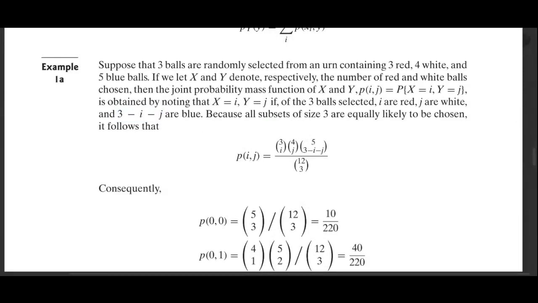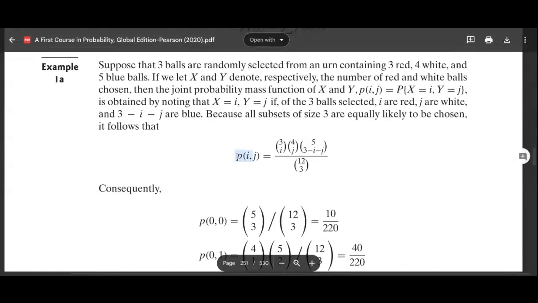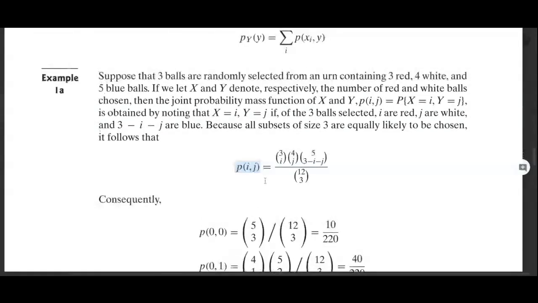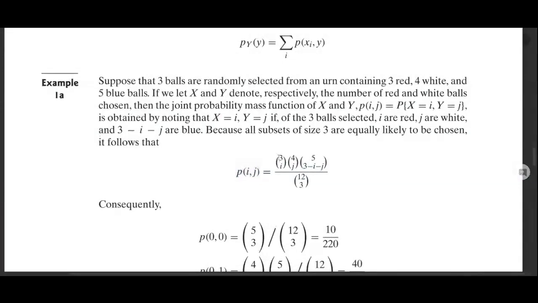Because all subsets of size 3 are equally likely to be chosen, it follows the probability mass function for this is: out of 3 red, choose i of them; out of 4 white, choose j of them; out of 5 blue ones, choose 3 minus i minus j of them; then divided by 12 choose 3. Out of 12, choose 3 of them.